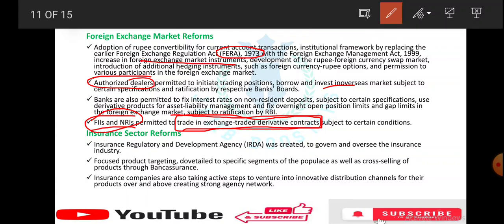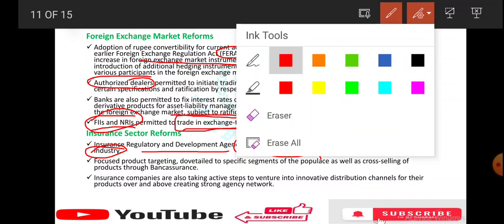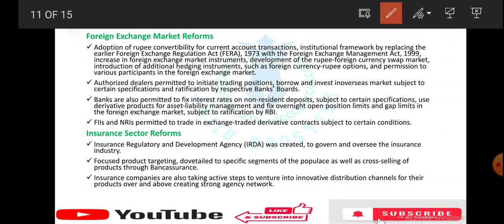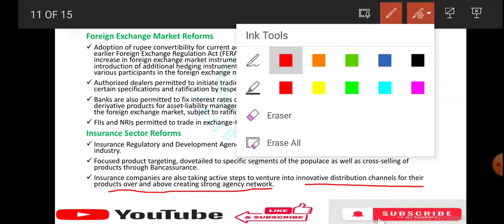Next, insurance sector reforms, which is IRDA. What is the purpose of IRDA? To govern and oversee the insurance industry. The full form of IRDA is Insurance Regulatory and Development Authority. Next, insurance companies have taken active steps with innovative distribution channels for their products, over and above creating a strong agency network.